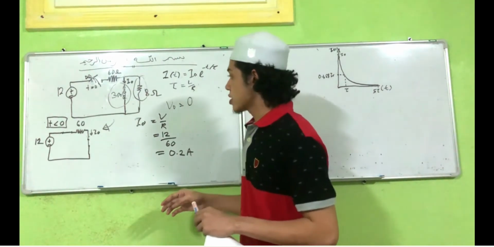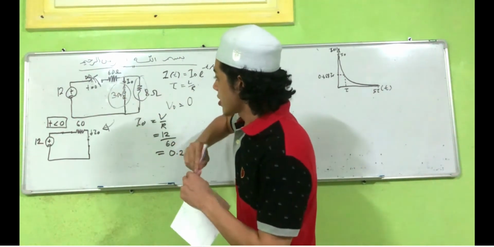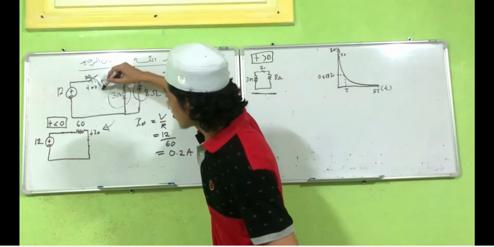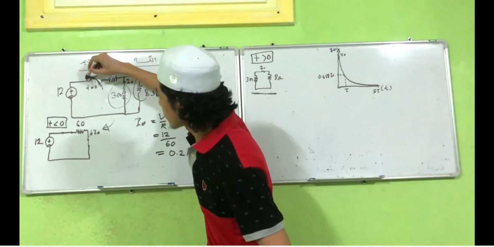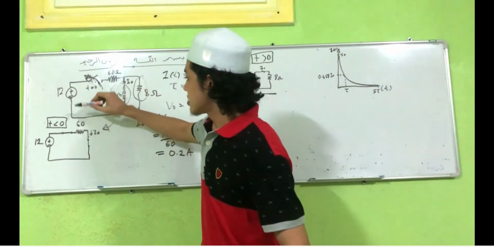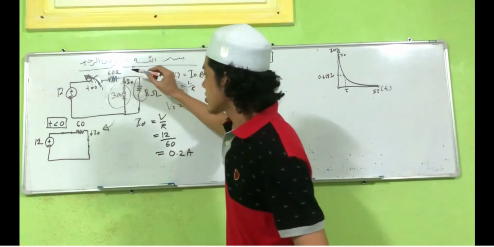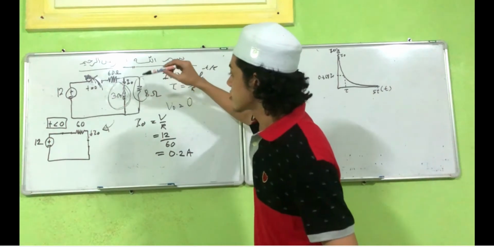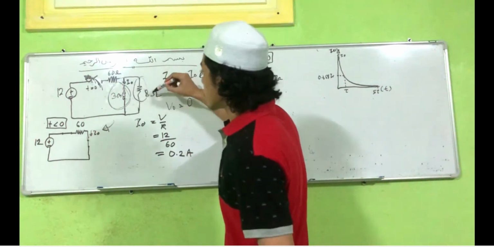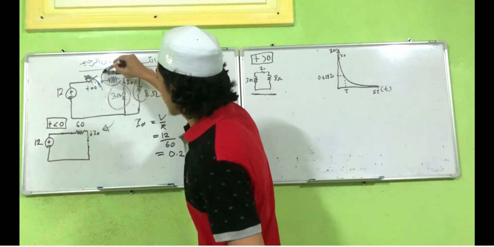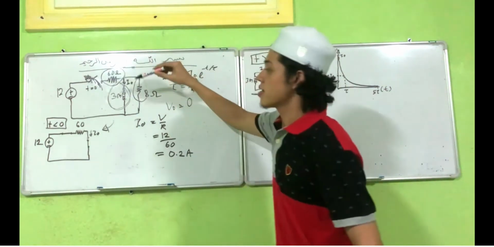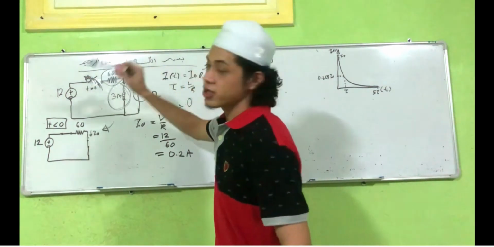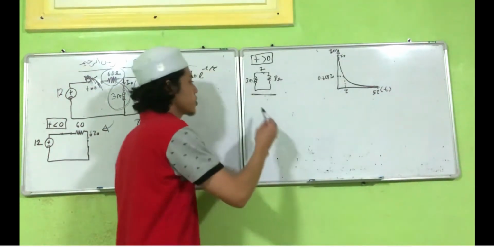Before that, we must look at this circuit. At t equal to 0 or after, the switch will open up, so this circuit will be in open condition. So we just take the value of 3 millihenry and 8 ohm. The 60 ohm resistance will not function because the circuit is in open condition. So the circuit will become like this.